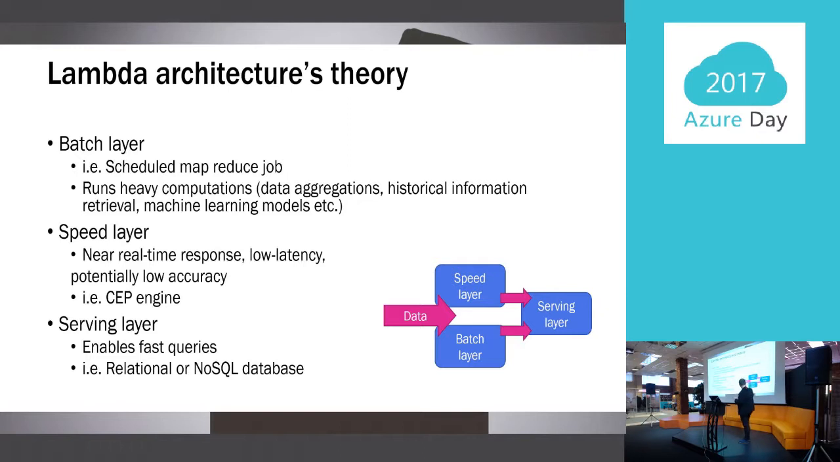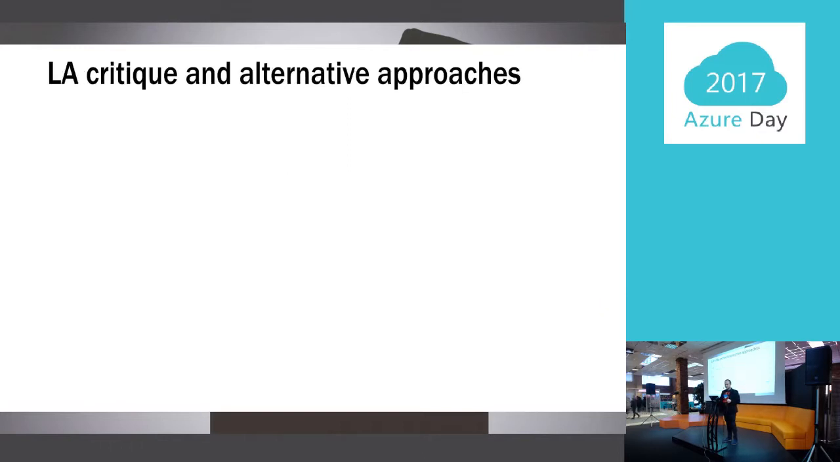And then there was also an idea of serving layer, which is sort of a cache for both of those sources to be collected together. So quite often, serving layer is basically the one that is directly connected to some external systems like dashboards, reports, applications, etc. And quite often, serving layer is basically a usual relational database. It can be SQL database in, let's say, Azure case.